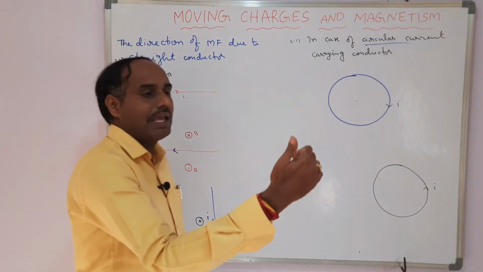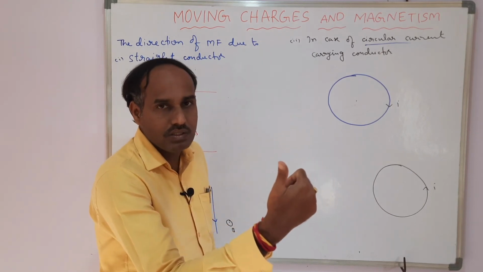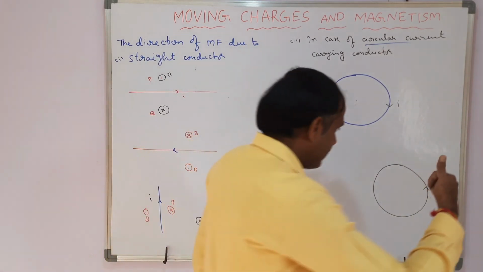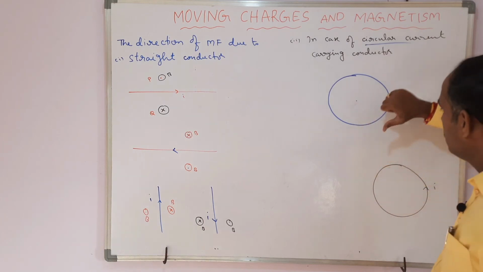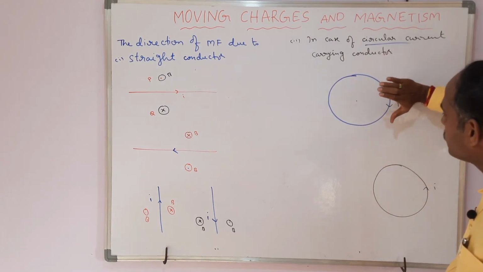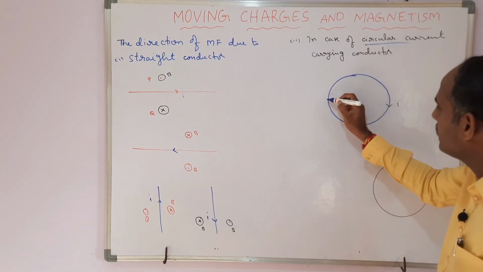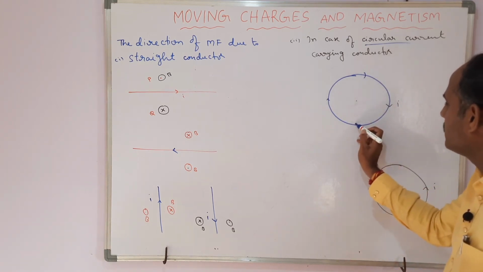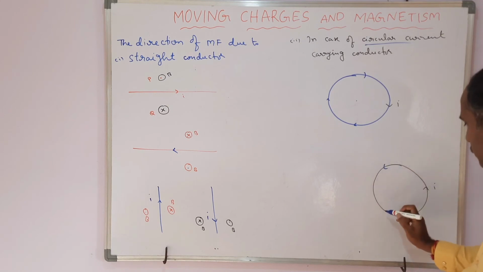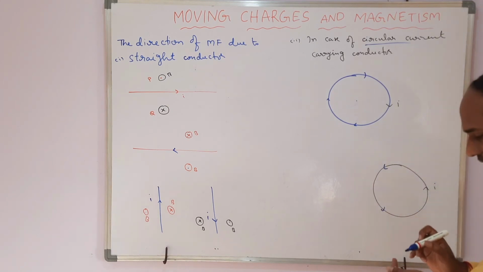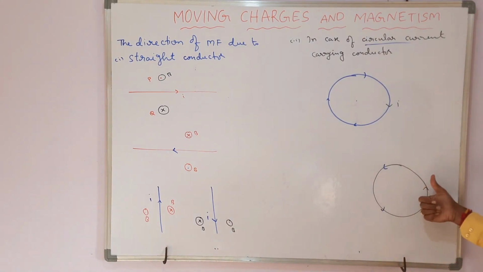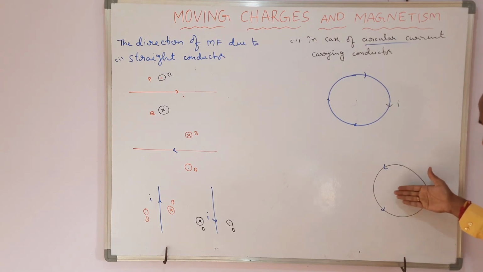which means again we need to stretch the thumb in the direction of current. Here now I am stretching the thumb in the direction of current. So the tips of the fingers go inside, not only here, when it is clockwise. So this is the way we will take. Here it is anti-clockwise. See, here I am taking now. This is anti-clockwise. My tips of the fingers come outside.